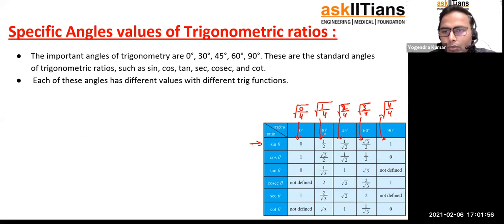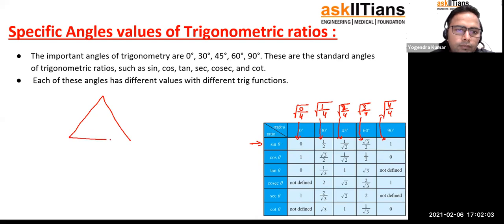Okay, so to decide 30 and 60, we take the help of an equilateral triangle, A, B, C. Now as it is an equilateral triangle, can I draw a perpendicular here? We know each angle is 60. It acts as a median also, or angle bisector. So this angle is going to be 30 and this is going to be 60.